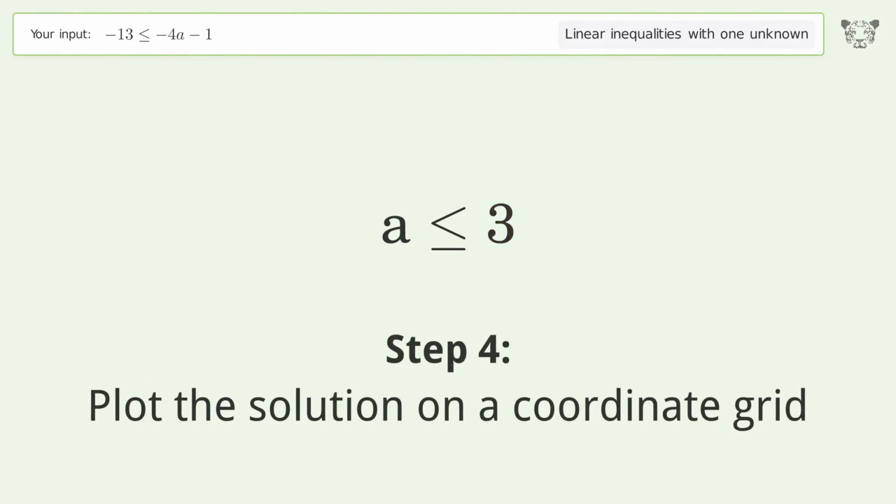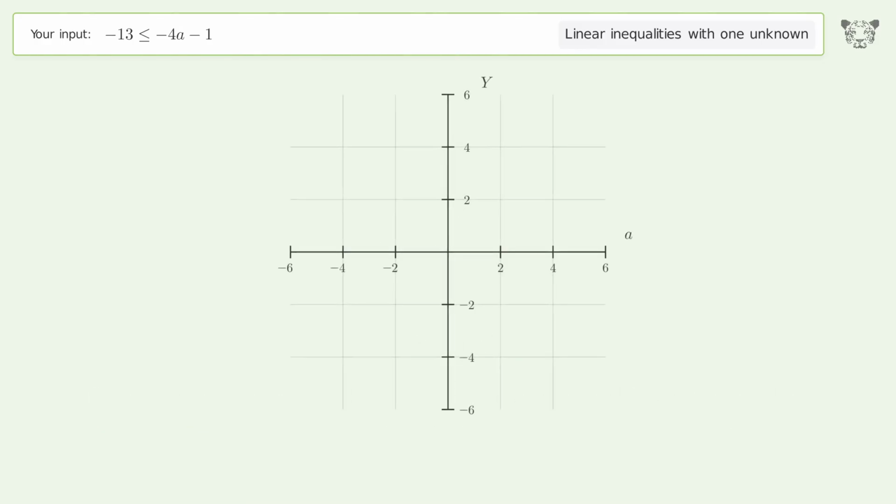Plot the solution on a coordinate grid. And so the final result is a ≤ 3.